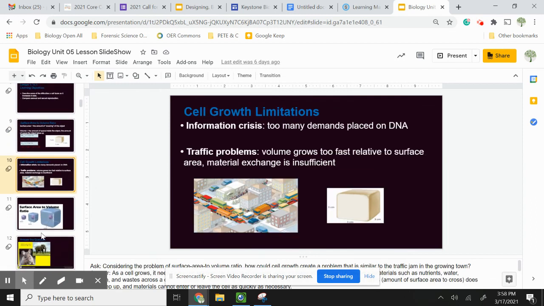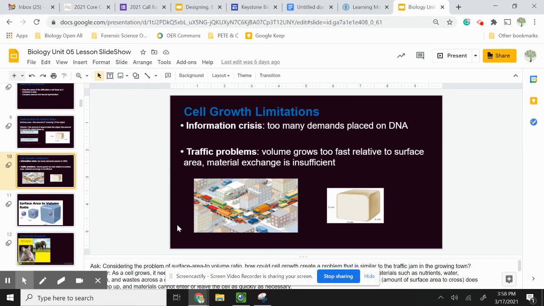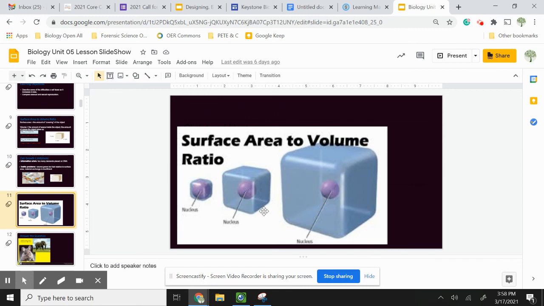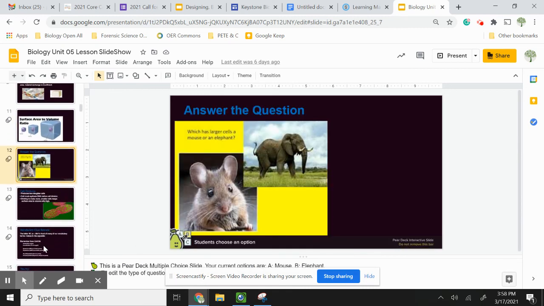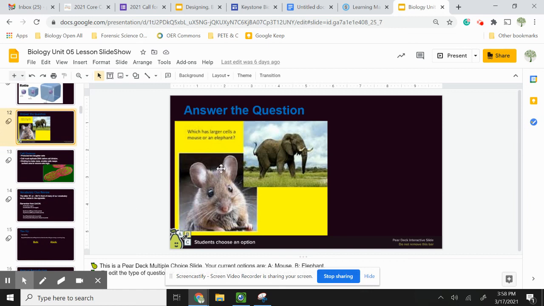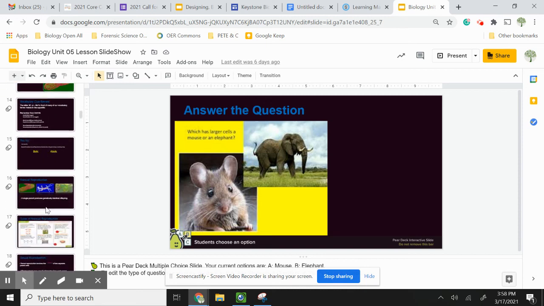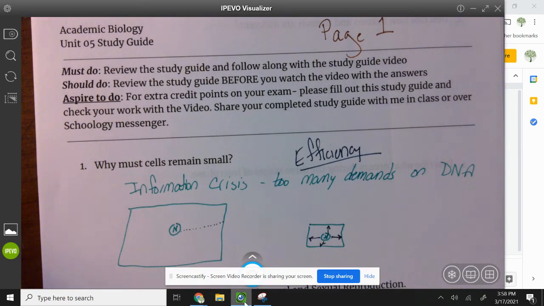So taking a look at the slideshow, this was on slide number 9 and slide number 10, and it was talking about the limitations to cell growth. The volume grows too fast relative to surface area. Material exchange is insufficient. The picture here is exactly like the picture I drew. And we talked about this in terms of the elephant and the mouse. And we said that the elephant and the mouse have relatively the same sized cells, but the big difference is that the elephant has more. That's what makes it different. So that is number 1 on the study guide.